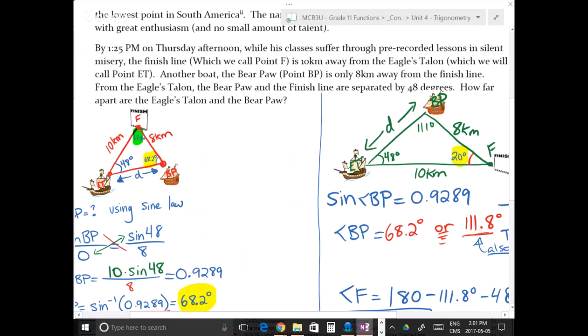Now listen, what law did we use in this example where we ended up with an ambiguous case? Sine law. Could I have an ambiguous case in the cosine law? Maybe. What do you think? Could I have an ambiguous question like this using cosine law? How did we end up with this?